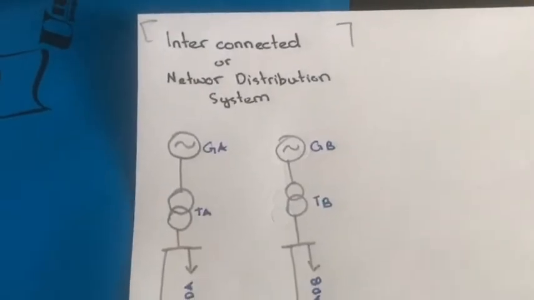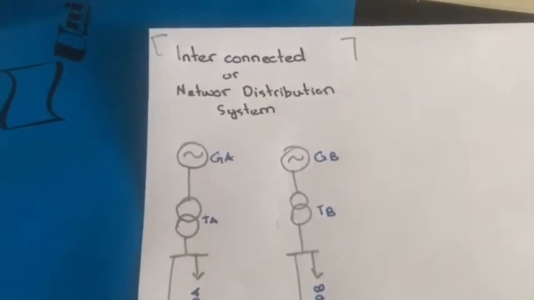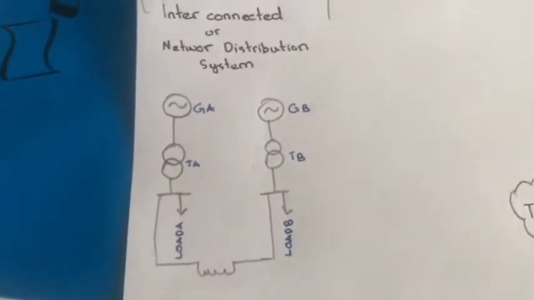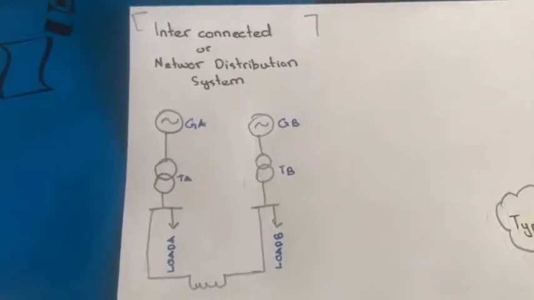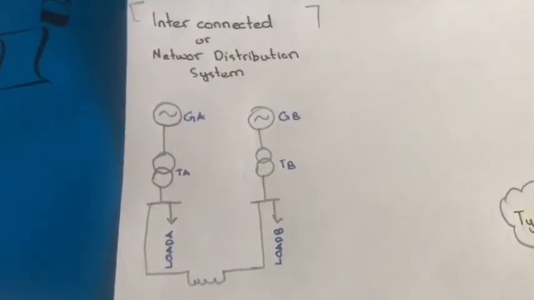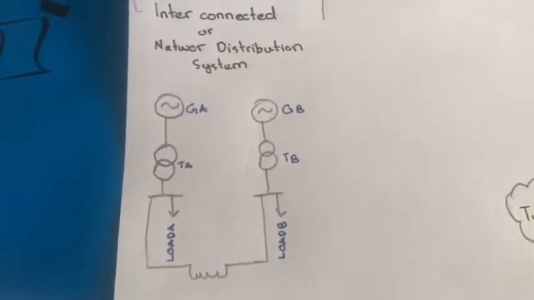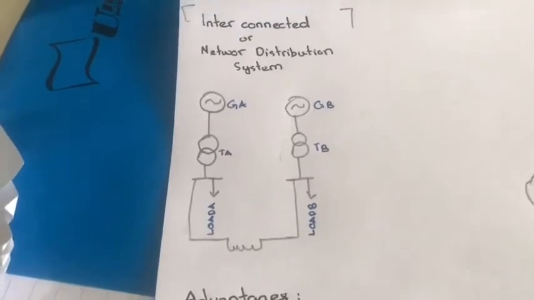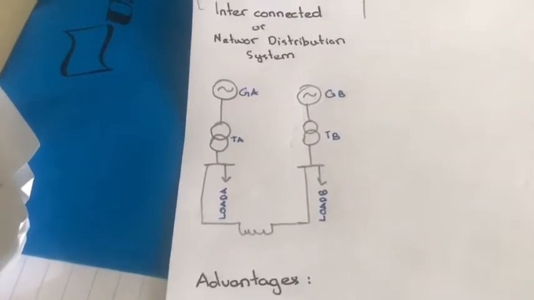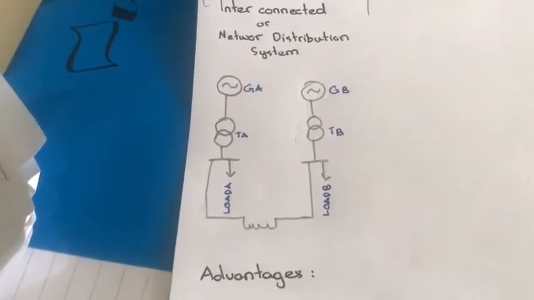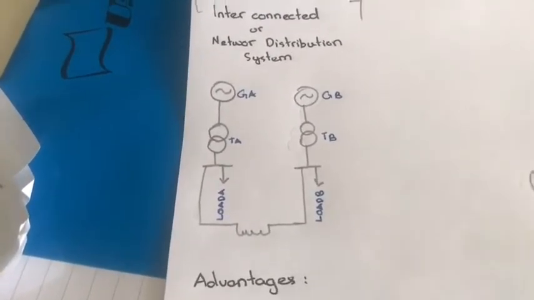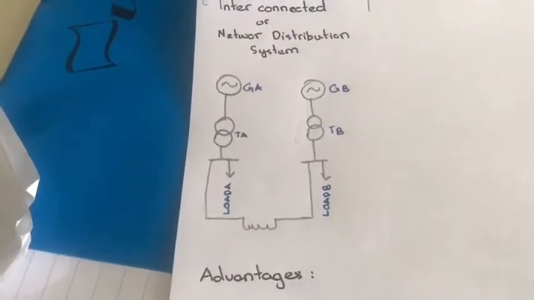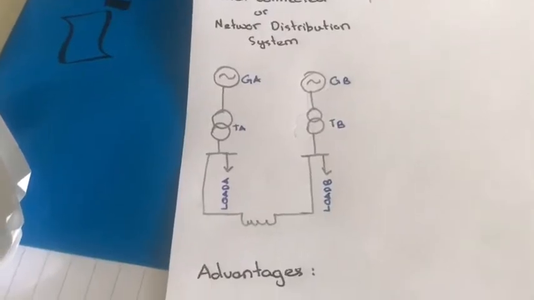The last type is the interconnected or network distribution system. When the feeder ring is connected by two or more generating stations or substations, it is called an interconnected system. Consider load A and load B through the transformer. If the two systems are not connected, each can be operated independently at its own frequency, and a disturbance on one does not affect the other.